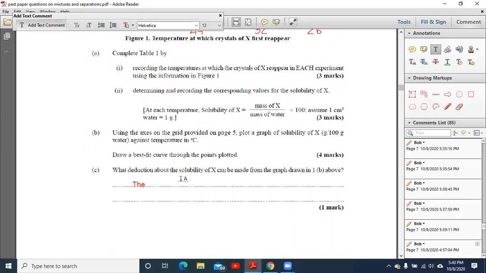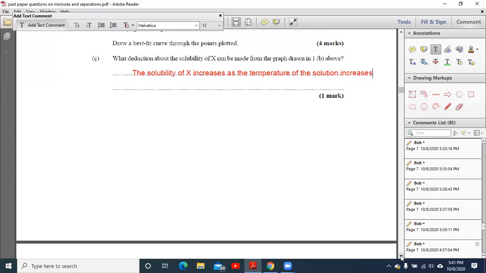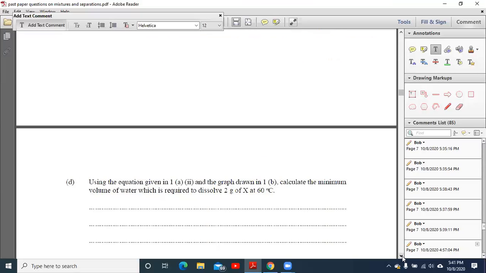The solubility of X increases as the temperature of the solution increases. So that's basically to say in layman's terms, more of X can be dissolved in the same amount of water at a higher temperature.